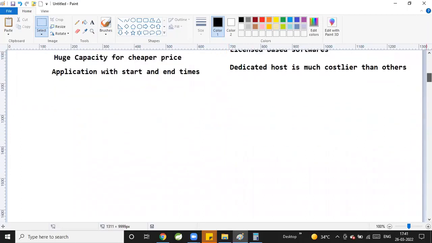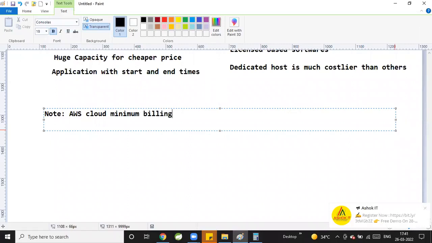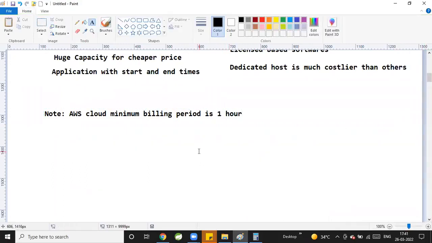AWS minimum billing period is 1 hour. Guys, note that point. If you use it for 10 minutes or 5 minutes also, it is going to consider the charge for 1 hour. If you terminate after 5 minutes, and do this every hour, they are going to consider it as 2 hours.